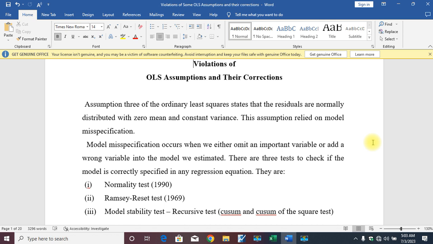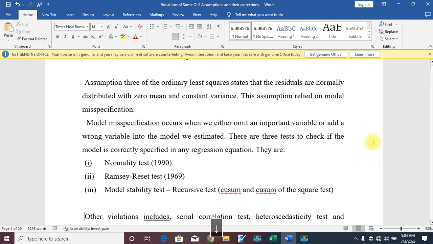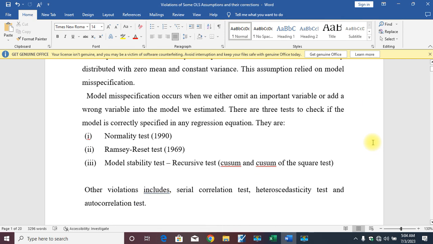The equation must be correctly specified. Then the model must also fall within the 95% confidence interval. There will be no issue of serial correlation. There will be no issue of heteroscedasticity. Then there is no issue of first order autocorrelation and the absence of multicollinearity.